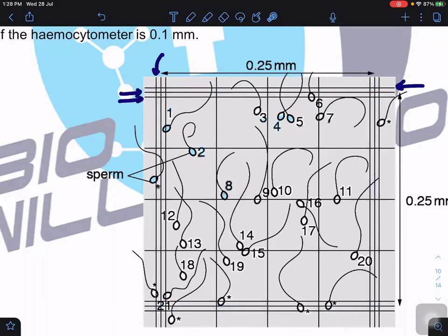We use these 2. So therefore, you can see cell number 1 is counted, cell number 6 is counted, and cell 21 is also counted. So in total, we have 21 cells here.